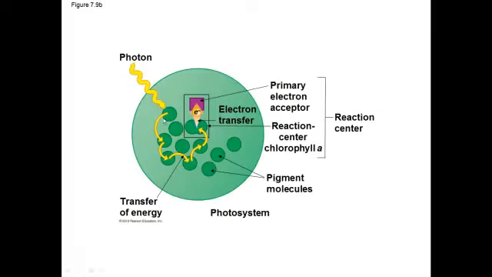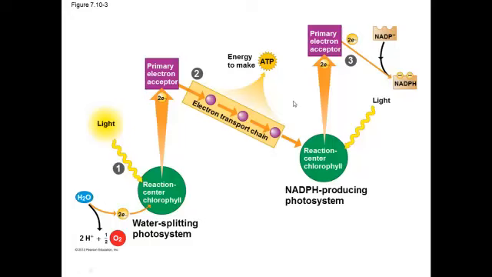Now for each of these, this has to happen twice, so that 2 electrons can be transferred to the primary electron acceptor. Light comes in, you get at least 2 photons that excite some other pigment molecules on the reaction center and get transferred. Once water is broken, the 2 electrons get transferred to a primary electron center.